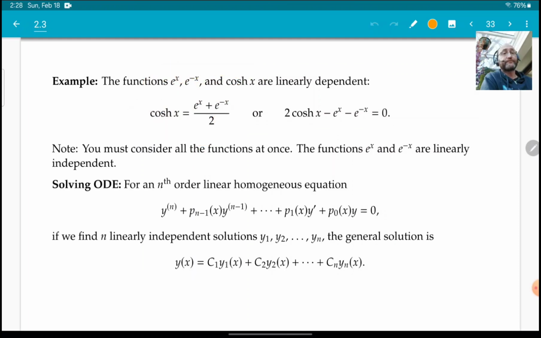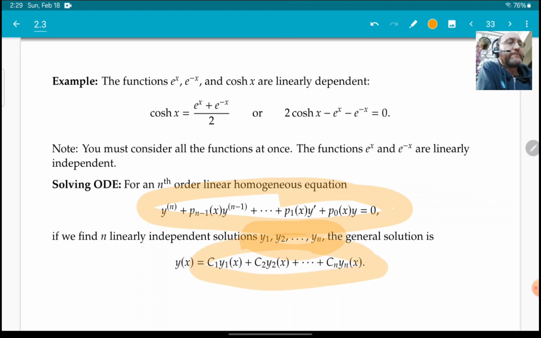All right, now, how do we solve an ODE? Well, a homogeneous equation like this. We run some procedure and somehow figure out n linearly independent solutions. And once we find n linearly independent solutions, then we write a linear combination of them, and that is the general solution. That's the idea, right? Because now you're going to have enough constants for which you can solve using the initial conditions.